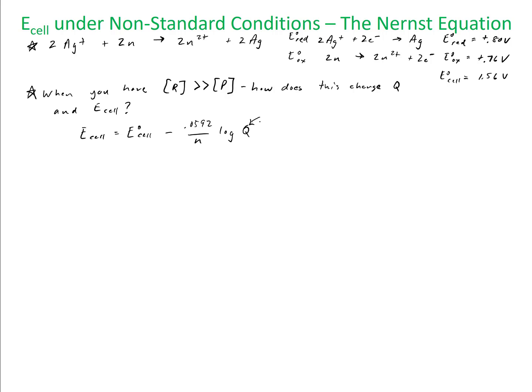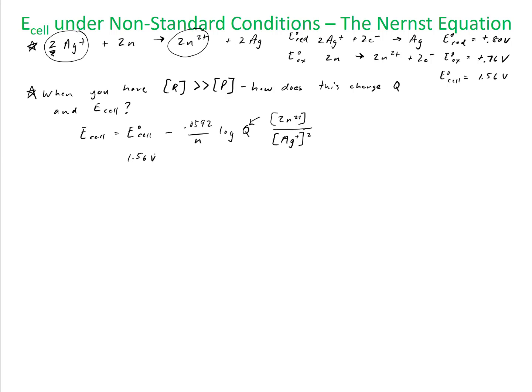Now Q is taken from the overall balanced reaction, so I can't emphasize that enough. You need to look at all of the ions on the product side and all of your ions on the reactant side. That's Q, the two things that I just circled. So Q is going to be your concentration of zinc ions over your concentration of silver ions squared. Remember, we have to square it because of the coefficient when it's balanced.